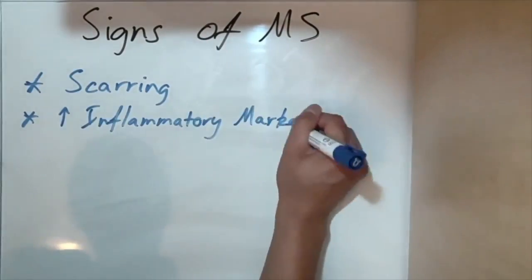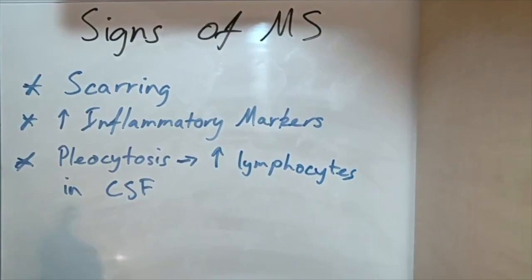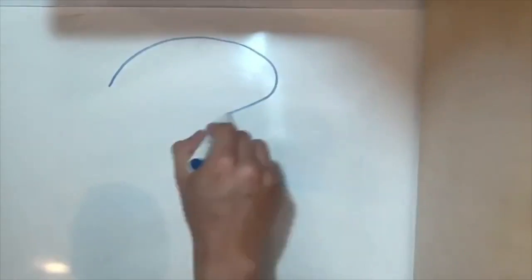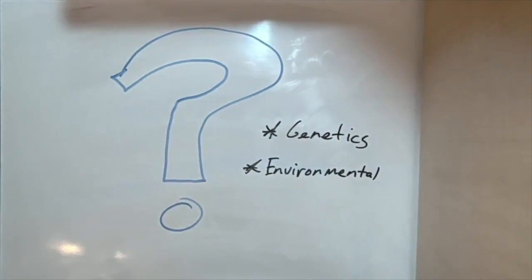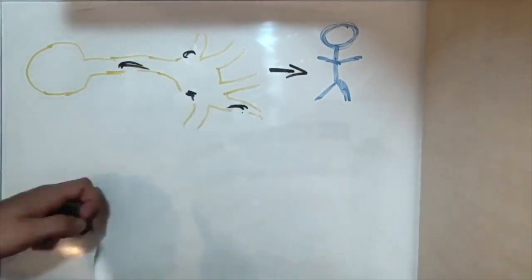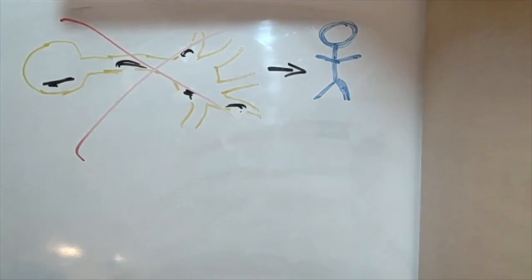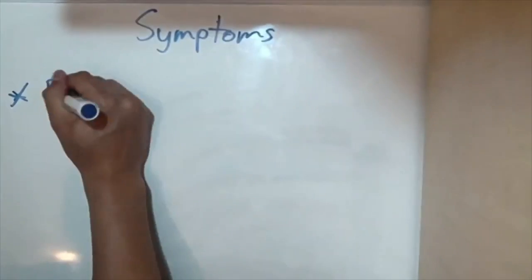Therefore, signs of MS include scarring, elevated inflammatory markers, and pleocytosis, that is, the presence of elevated lymphocytes in the cerebral spinal fluid. What exactly causes MS is not known, but genetics and environmental factors are thought to play a part. Nerves are how the brain communicates to itself and the body. Myelin insulates nerve cells and plays an important role in nerve signaling. Therefore, nerve signals cannot function correctly in MS when the myelin is damaged, leading to a large number of possible symptoms. These symptoms are determined and explained by the location of the damage within the CNS.